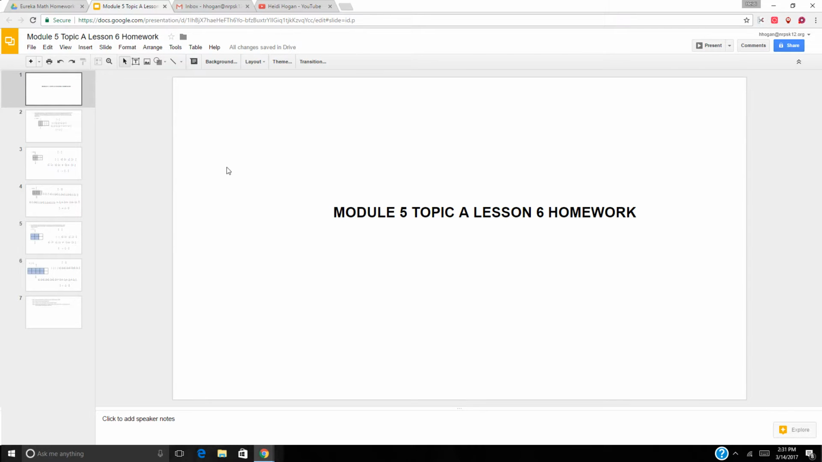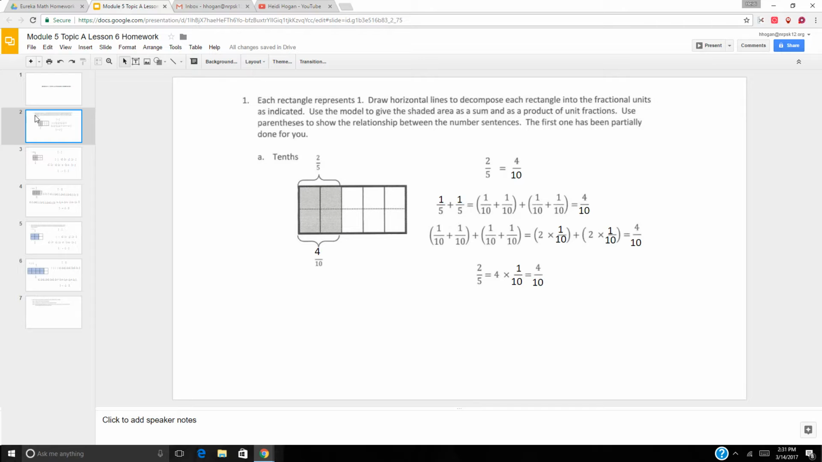Okay, so let's continue. As we know, each rectangle represents 1. You're going to draw these horizontal, remember, dashed lines to decompose each rectangle into the fractional units that's indicated to you. And they're giving you this model that you can refer back to. You can also refer back to your problem set, but also refer back to this model for this particular homework.